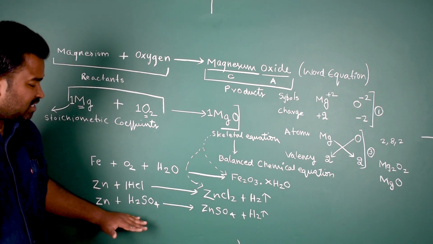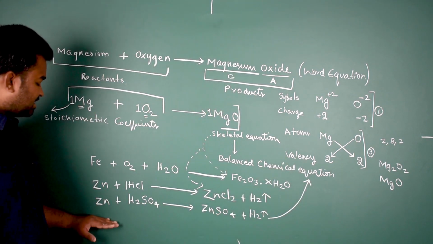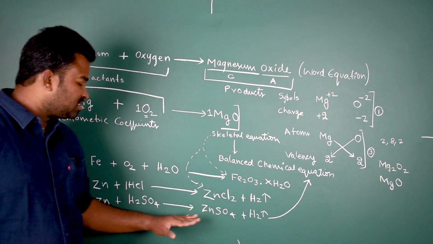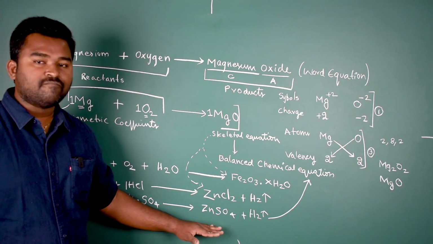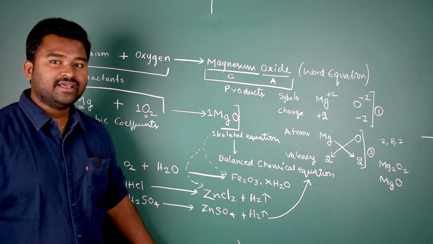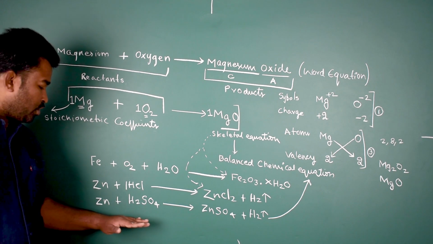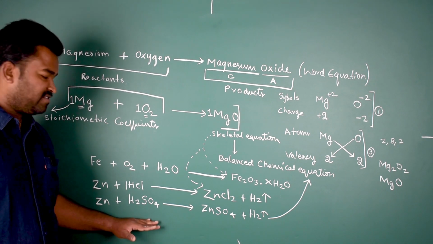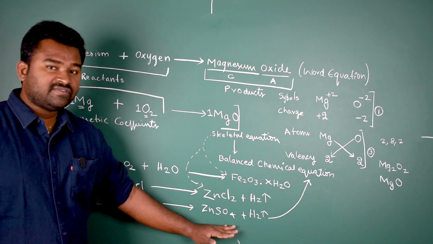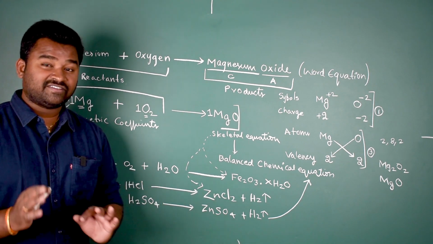You understand this? So this is a balanced chemical equation because it has the same number of atoms on the reactant side as on the product side. So this follows the law of conservation of mass. The law of conservation of mass states that mass can neither be created nor destroyed. So in a chemical reaction, no new mass is created or destroyed, which directly says that no new atoms are formed and no atoms are destroyed in a chemical reaction. You understood this?